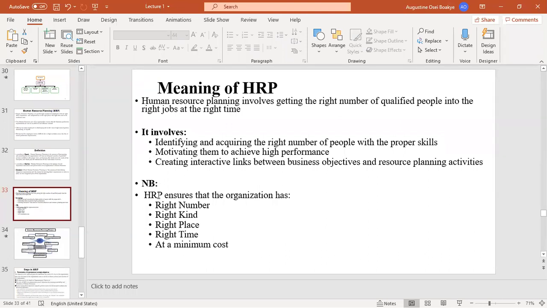In fact, I have even listed it over here. Can you see the portion where I've written NB? HRP ensures that the organization has 1, the right number of human resources, 2, of the right kind or quality, 3, right place, 4, right time, and 5, at a minimum cost. So in a cost-effective manner.